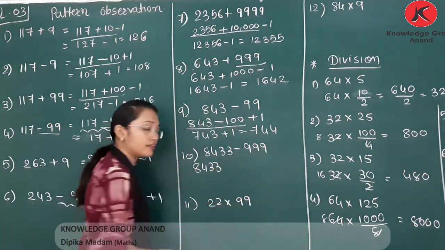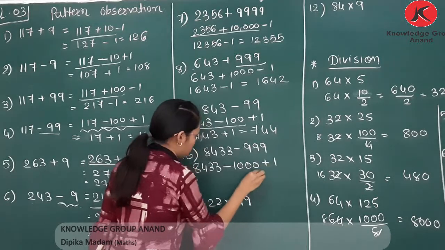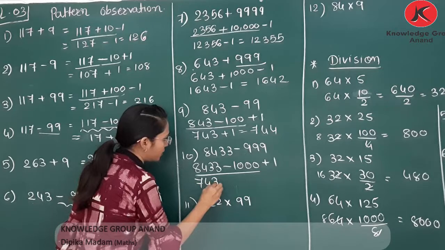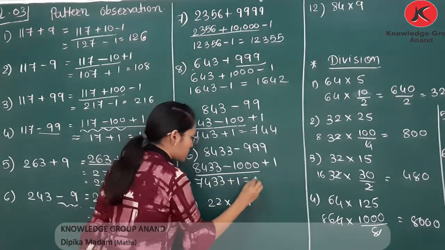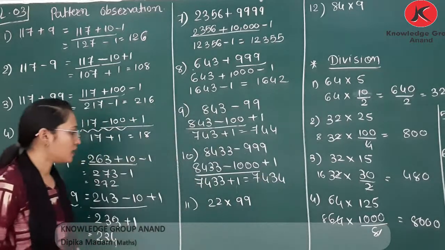8,433 minus 999 means minus 1,000 plus 1. So we will perform this subtraction. 7,433 plus 1 is 7,434. Clear? Now next one.